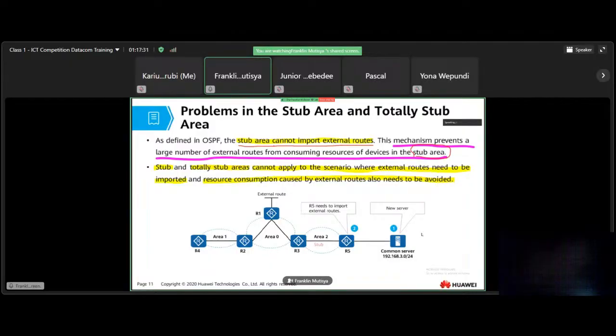For instance, assuming this is a server here, and is connected to this route here as an external network. Okay, so you can prevent these routes from crossing to other areas of your network by preventing type 4 and 5 LSAs. Now, stub and total stub areas cannot apply to scenarios where external routes need to be imported. So there are different networking scenarios where you are expected to access the external routes directly. So stub is not ideal for that kind of network deployment.